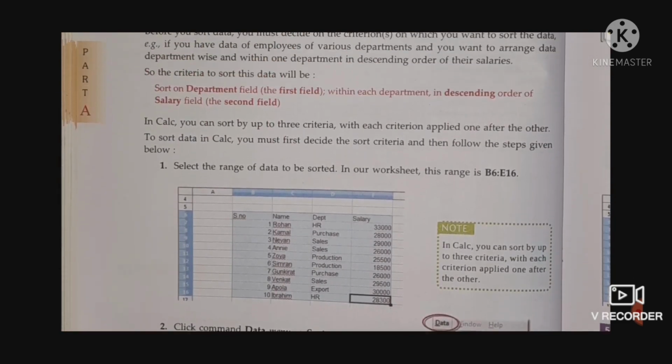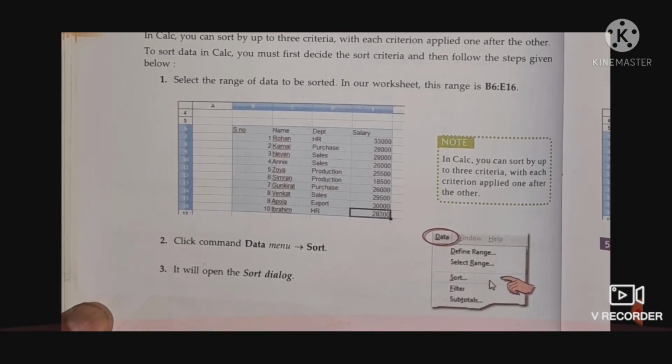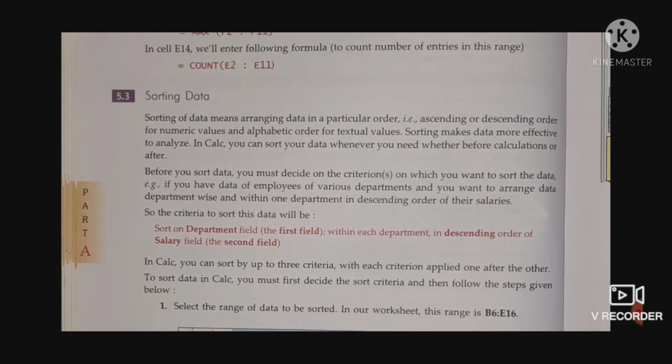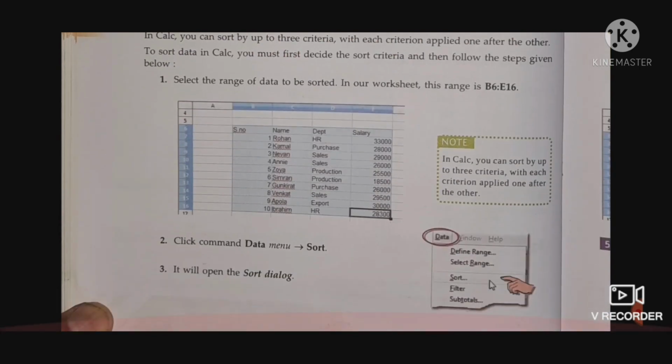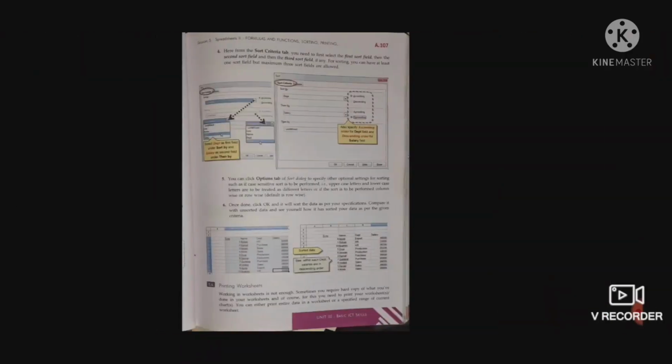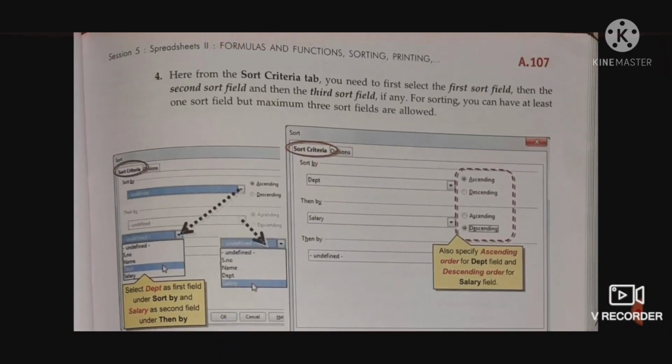Children, we can also sort the data. Sorting data can be done this way: you go to Data and you can see Sort there. You click on it and the sort dialog opens. We have to specify sort by department, then by salary, and so on. We also have to specify the order, children, ascending order or descending order. Then we will get the sorted data.